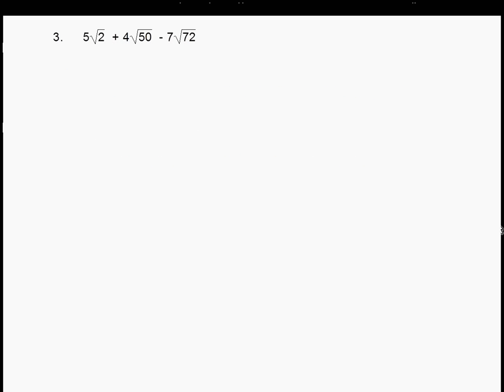Number 3: 5 square root of 2 plus 4 square root of 50 minus 7 square root of 72. The square root of 2 can't be simplified any further, but the square root of 50 and the square root of 72, maybe they can be. See, what would happen if I divided by 2? 50 divided by 2 is 25, a perfect square. 72 divided by 2 is 36, a perfect square. But suppose you didn't notice.